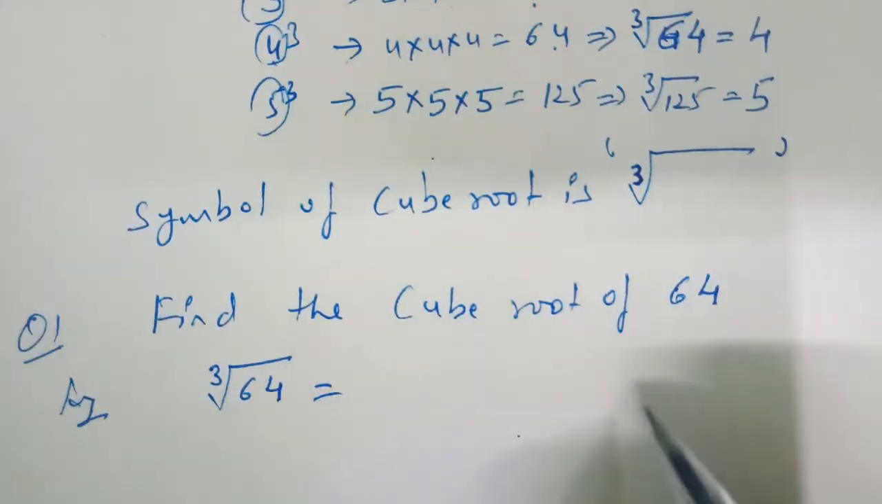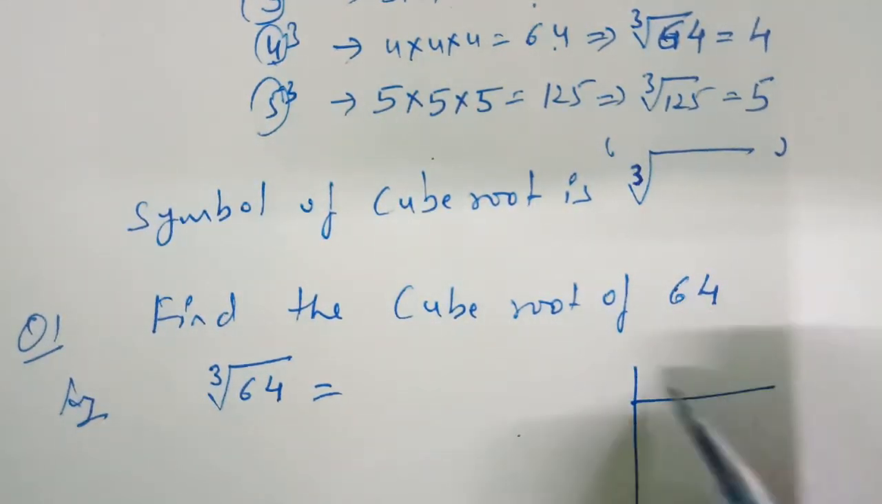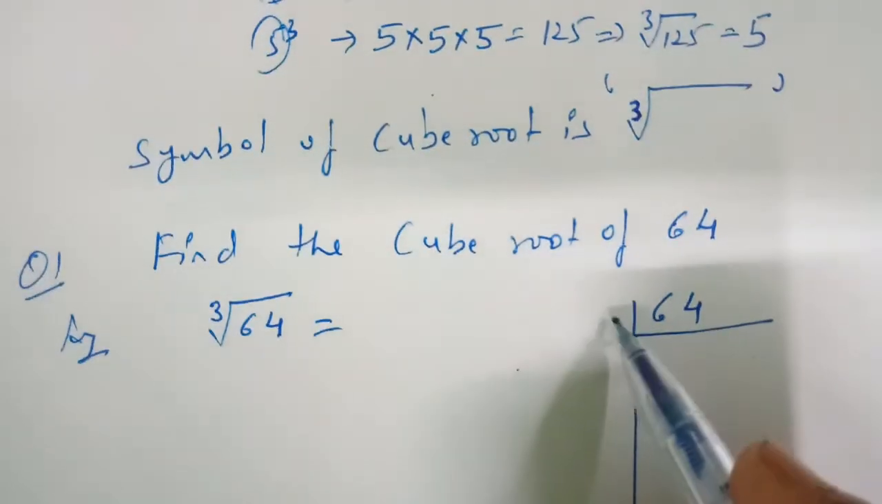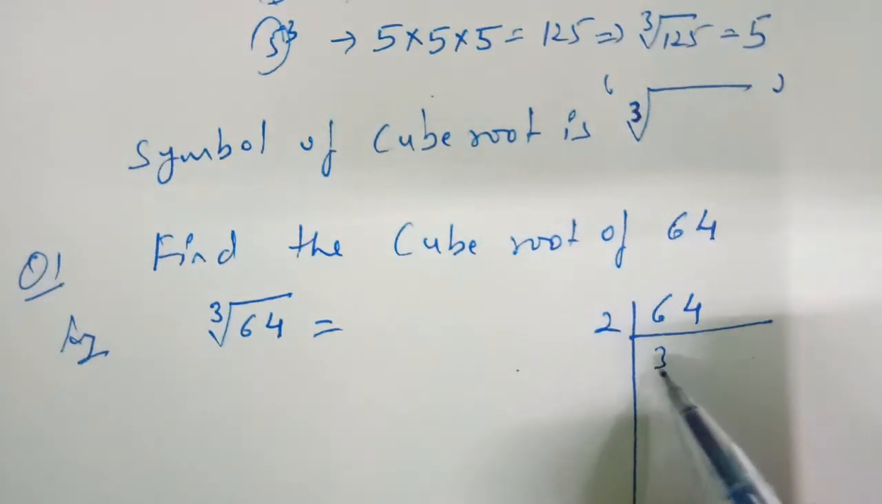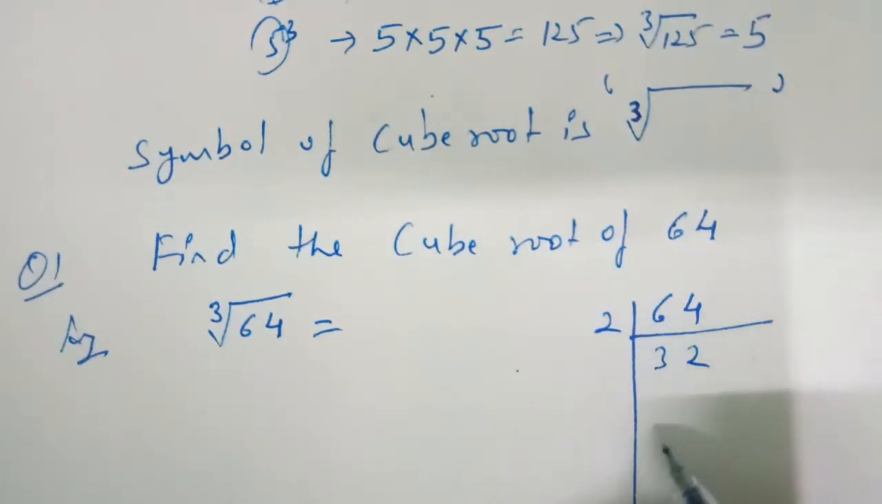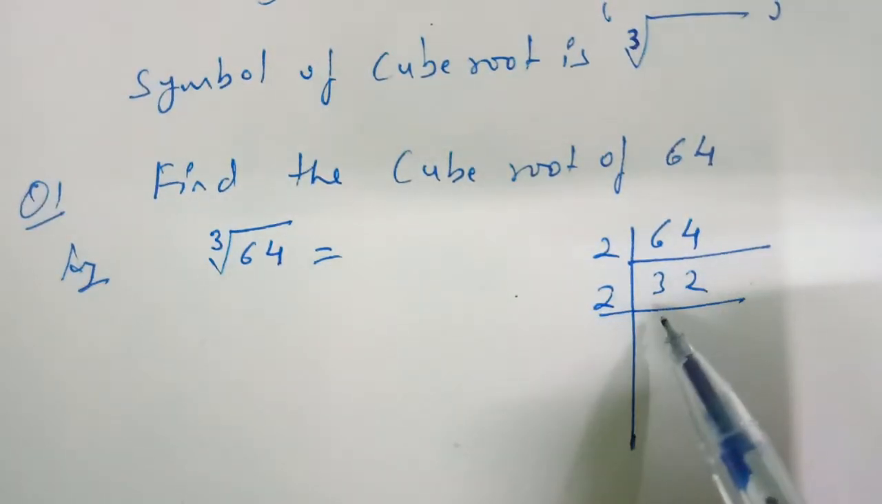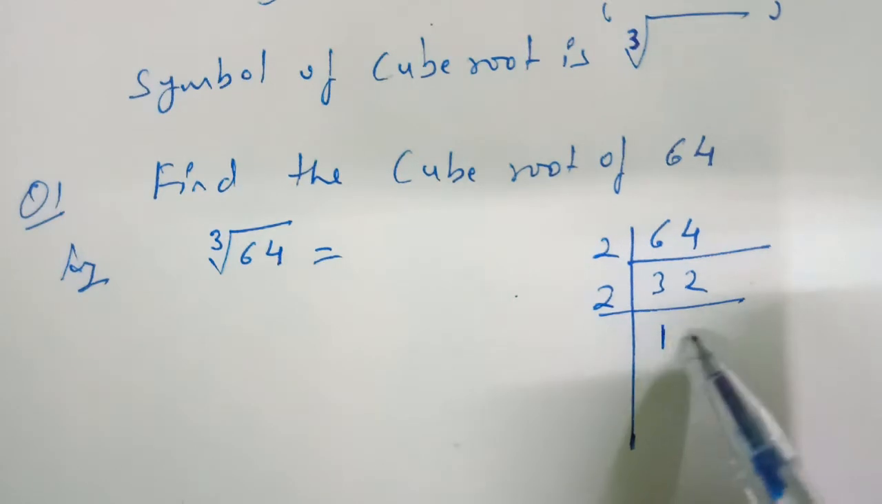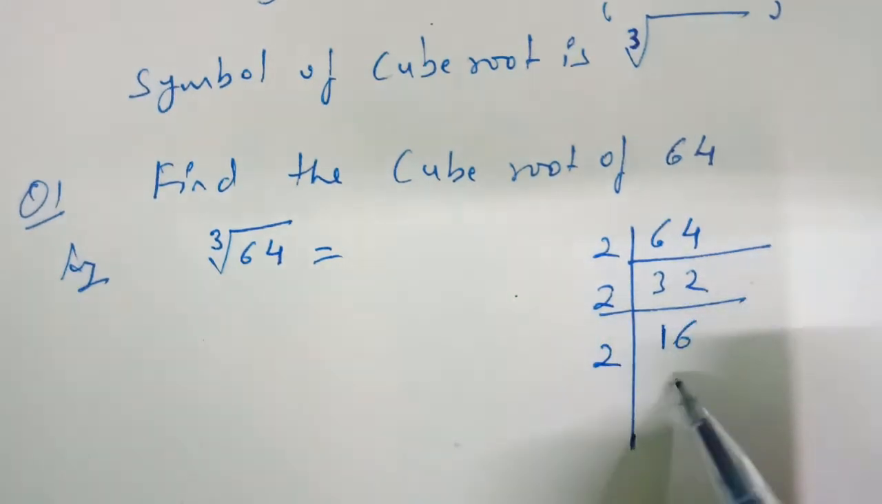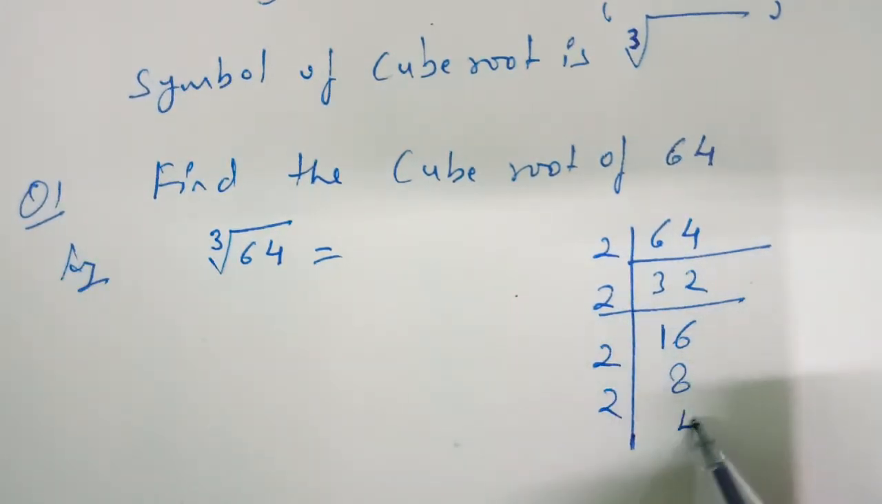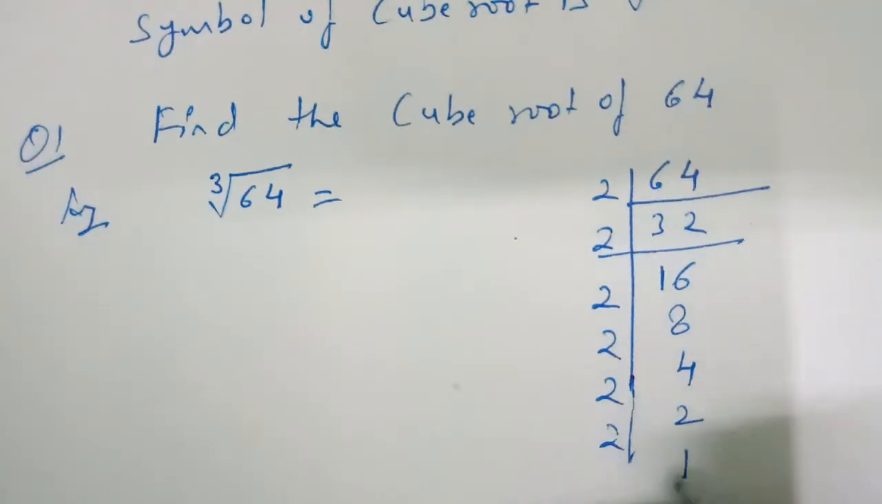Now, let us take the factors of 64. 2 threes are 6, 2 twos are 4, 2 ones are 2. 2 sixes are 12, 2 eights are 16, 2 fours are 8, 2 twos are 4 and 2 ones are 2.